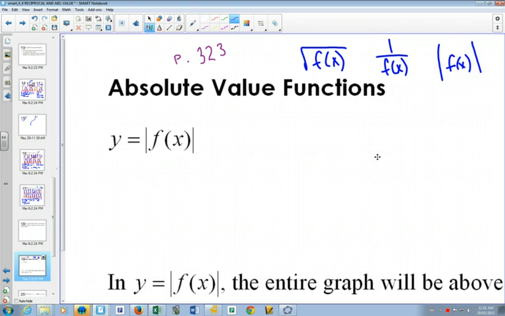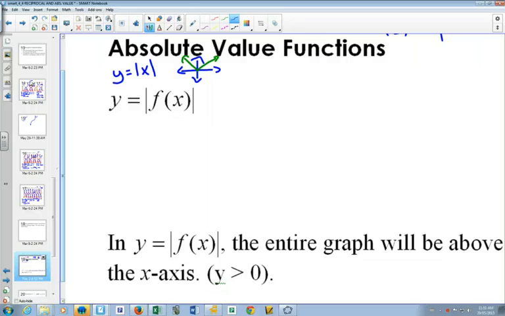So far, the only absolute value graphs that we've looked at is in our transformations unit when we did the absolute value of x. And we know that that graph looked like this. Well, what's actually happening with an absolute value graph is because absolute values take negative numbers and make them positive. When you have y equals the absolute value of f of x, the entire graph will be positive.